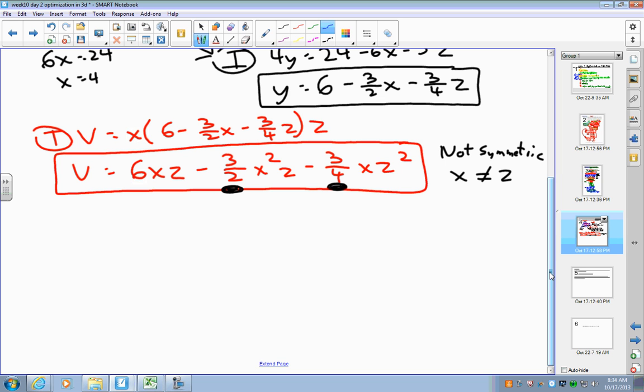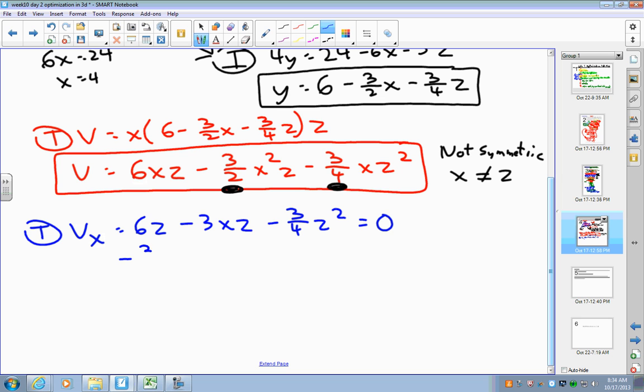So now we can take some derivatives. So Vx is 6z minus 3xz minus 3/4 z squared. I'm going to set him equal to 0. And I'm going to pull out a negative. I don't like that 3/4 as a fraction anywhere, so I'm going to pull that out. Let's see what I get. So if I pull out a negative 3/4 z, I'm going to do this.